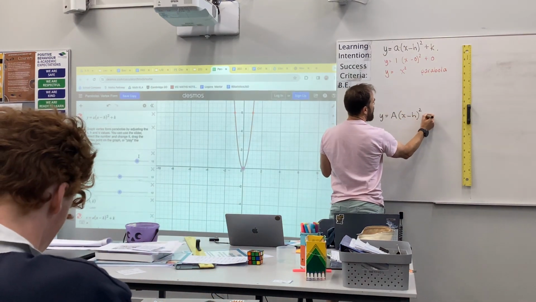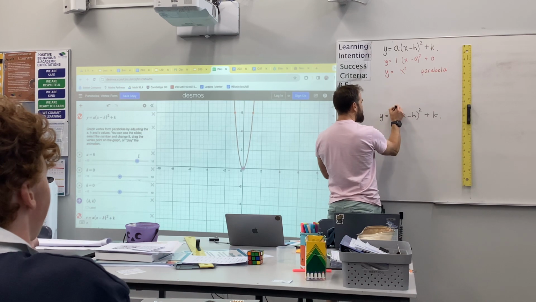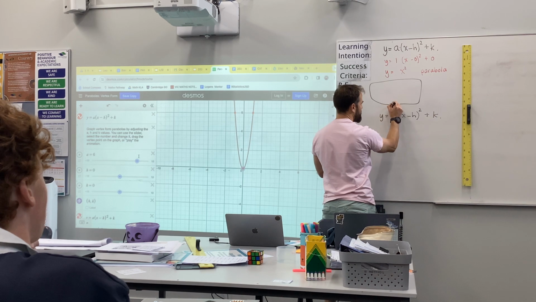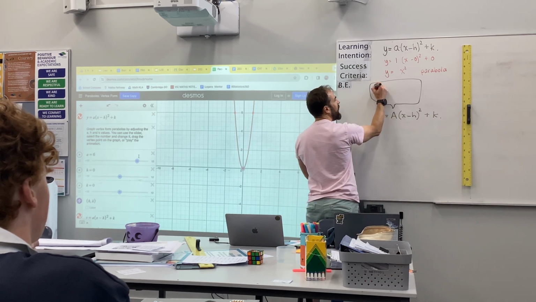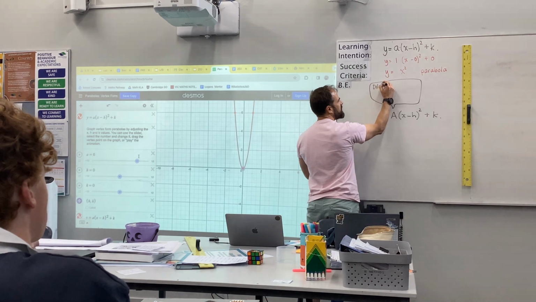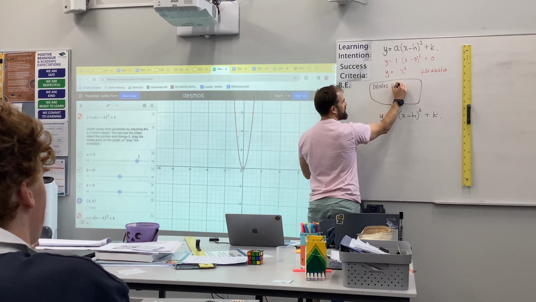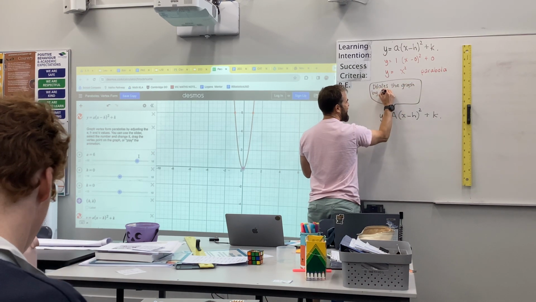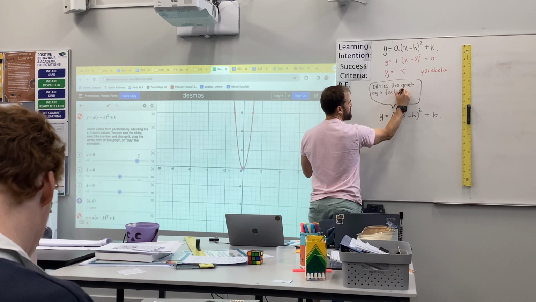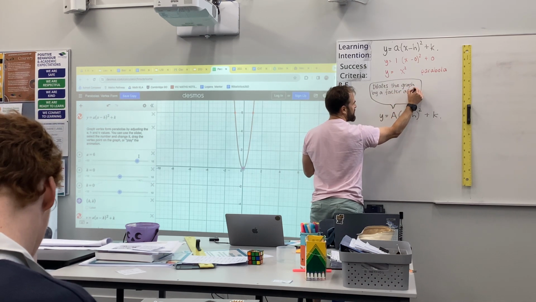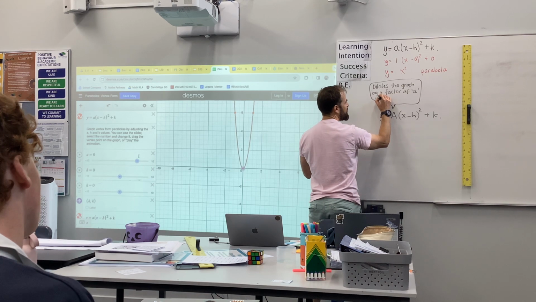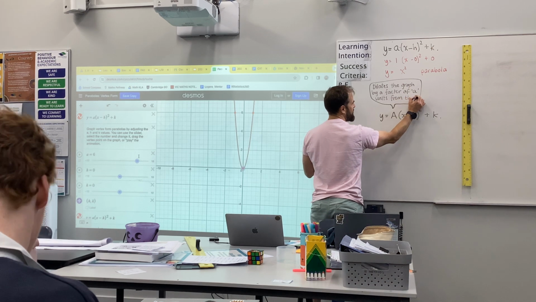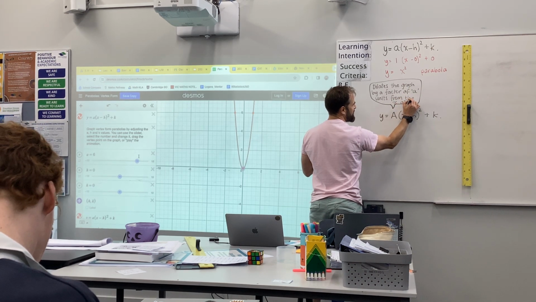you're actually going to write what A does. The A value dilates the graph by a factor of A units from the x-axis.